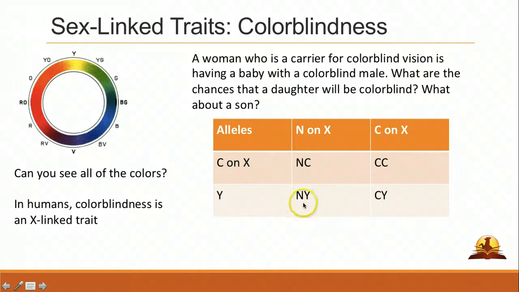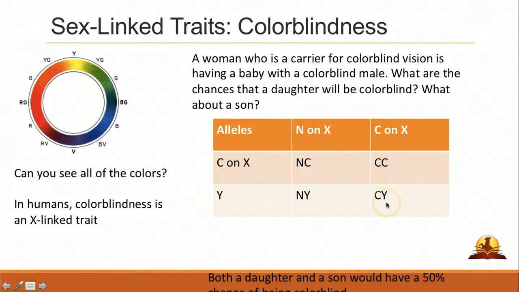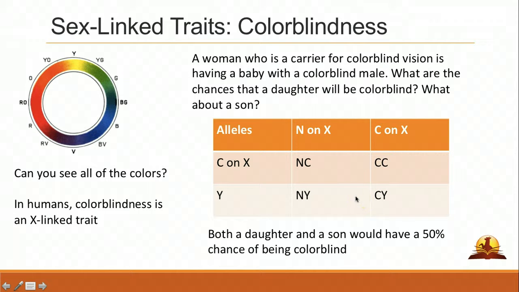Well, I cross, and I get NC, NY, CC, and CY. So ultimately, whether the child is a daughter or a son, they have a 50-50 chance of being colorblind. For example, here I get X and X, and here I get X and X, so this is going to be a girl. This girl has a 50-50 chance. This one has NC and CC. And this one over here, XY and XY, we have the colorblind one here, meaning that it only has a 50-50 chance also of being colorblind.